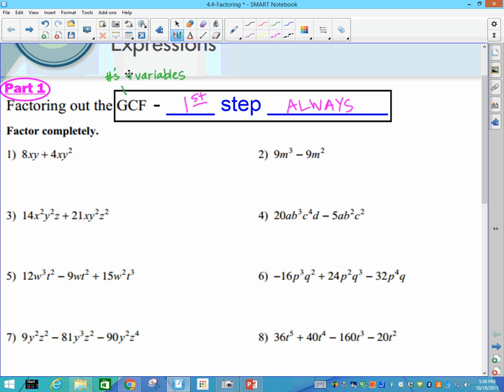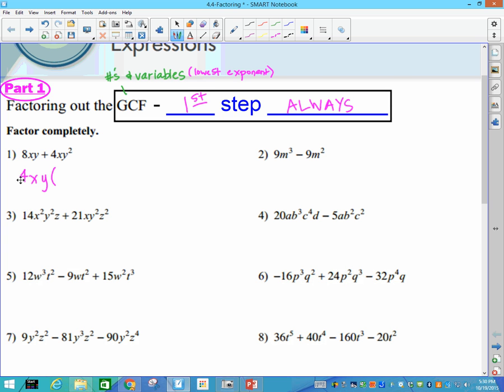So when you're looking for this, and I look at the numbers, 4 and 8, okay, the GCF of 4 and 8, or the largest number that goes into both of those, is 4, okay? Then I look at my variables, and if there's a variable in all the terms, then your common factor will be the one with the lowest exponent. So there's an x in both, and there's a y in both, and the lower exponent of y is 1, so it's just 4xy.